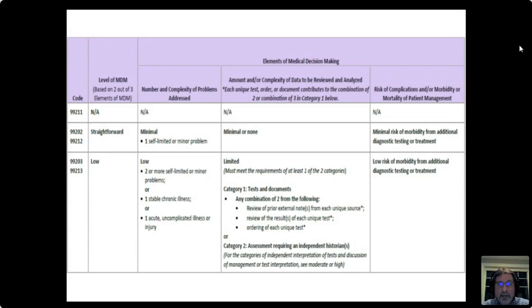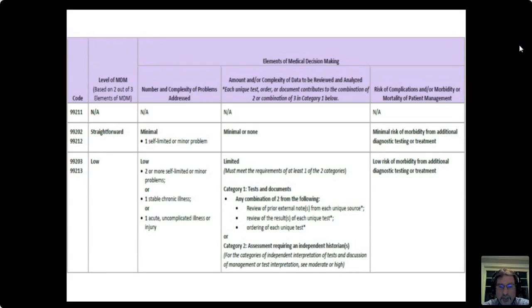When it comes down to the amount and complexity of data to be reviewed and analyzed, you can see this is where it gets a little bit more complicated. You have two categories, and you have to meet at least one of the two. For the first, any combination of two from the following: review of prior external notes from each unique source, review of the results of each unique test, or ordering of each unique test. That's pretty straightforward when you read it. So if you're reviewing tests for a patient that you ordered, like a visual field or an OCT, each one of those tests counts as one little checkbox. If you order a visual field and an OCT, each of those counts as a checkbox. So for any glaucoma suspect where you're ordering your visual field and OCT testing, you're going to get two checkboxes there, and you're going to get that checked off.